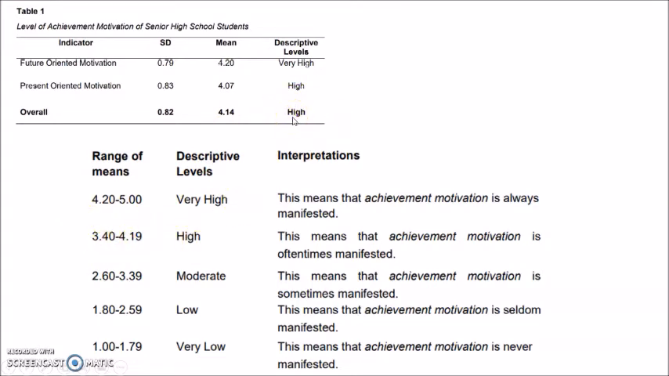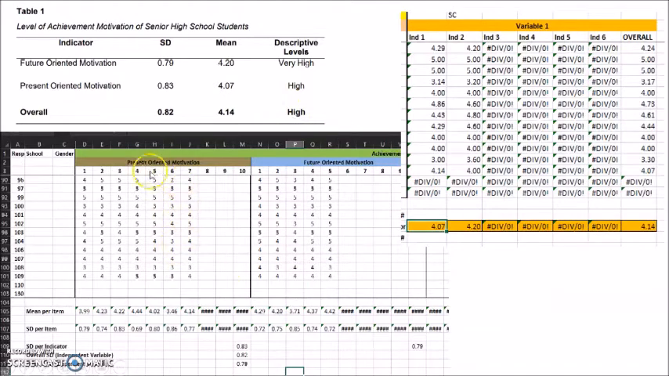Ma'am, why in the computation does present-oriented motivation come first, but in the table future-oriented motivation comes before present-oriented motivation? Because, class, in all of our tables, we have to arrange the means in order. The highest should come first.